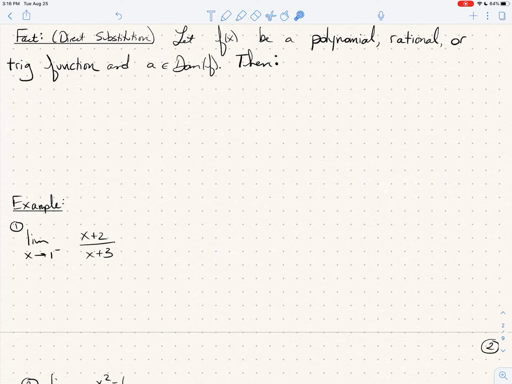And so for now, we're going to apply it to polynomial, rational, or trig functions. So I'm going to pick a function that's either a polynomial, rational, or trig function, and I do want to pick an x value a that's in the domain of the function. The function needs to be defined at a. So then in this case, it turns out that the limit as x goes to a of f of x is just, you guessed it, f of a. You can just plug in for polynomial, rational, and trig functions.